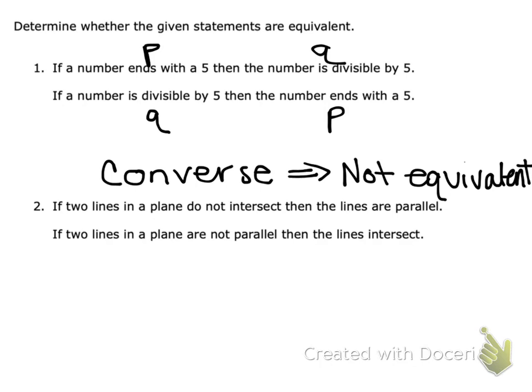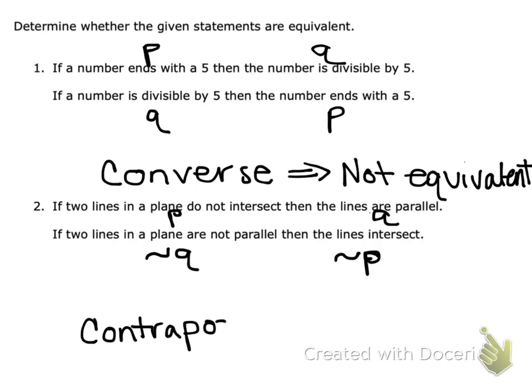Okay, look at our next one. If 2 lines in a plane do not intersect, that's our P, then the lines are parallel. That's our Q. What has the second one done? Switched them and negated them. So this is not Q. This is not P. What's that one called? Contrapositive. Is that equivalent with the conditional? Yes.